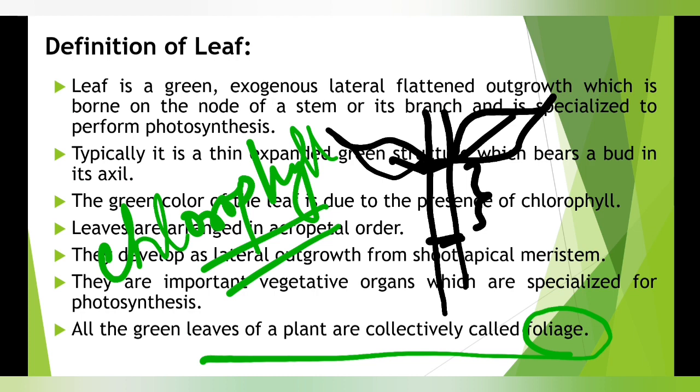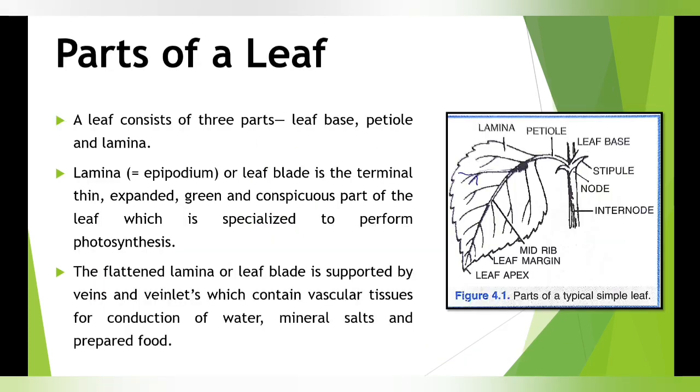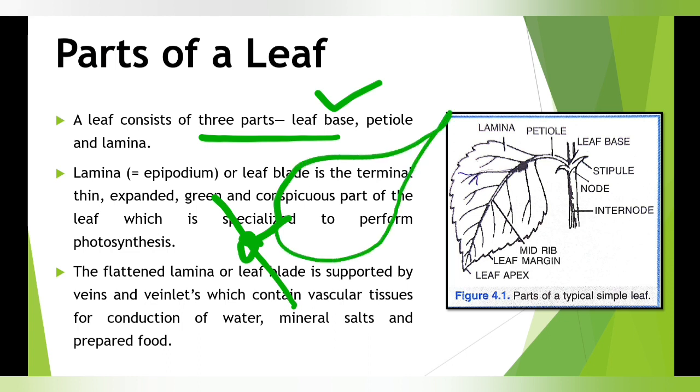So that is all about a general discussion of leaf. Then parts of leaf. A leaf consists of three parts. One is leaf base, then petiole, then lamina. Suppose it is a stem, this is the leaf base, this is the petiole, and this is the lamina. Lamina, or epipodium, or leaf blade.